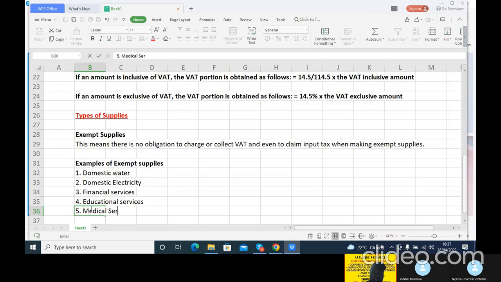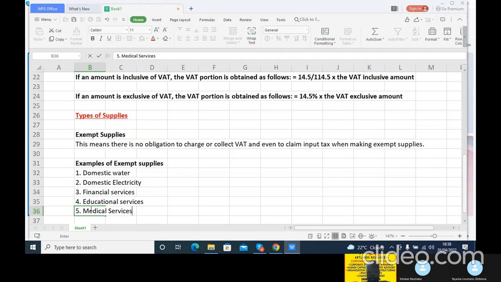Medical services. These ones, they don't charge VAT. No wonder if you are working for a pharmacy, you'd notice that they don't freak out when they hear issues to do with VAT. Because medical services, we don't have VAT consequences on those. So don't just expect that a pharmacy will not pay VAT. It depends on the scope of items which the pharmacy is selling.